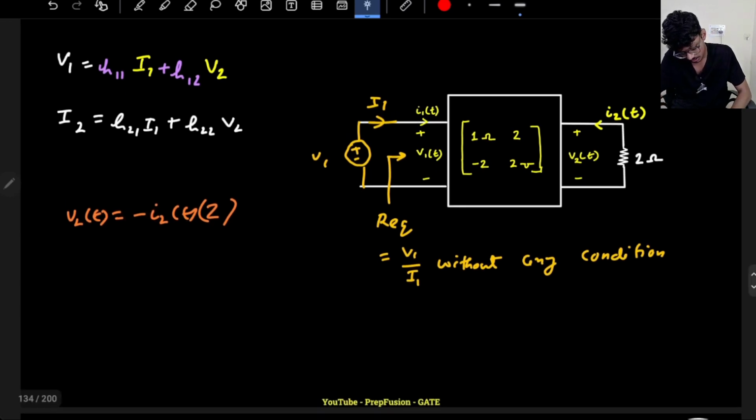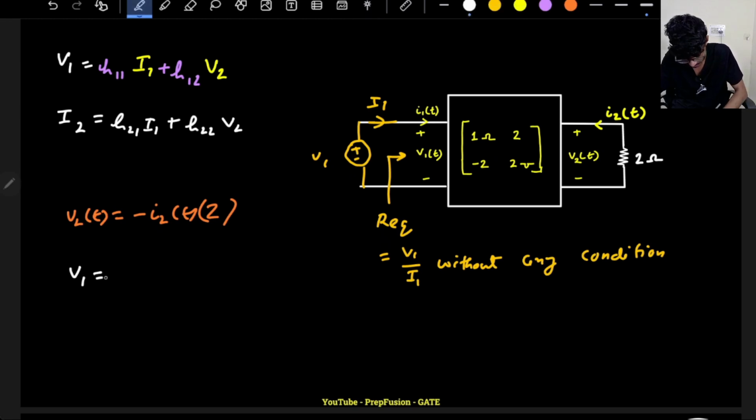Okay. Now what I can do is replace this in the equation. So first let me write down each parameter. So V1 equals 1 into I1 plus 2 into V2, and I2 equals minus 2 into I1 plus H22 into V2. So H22 into V2 is 2V2.